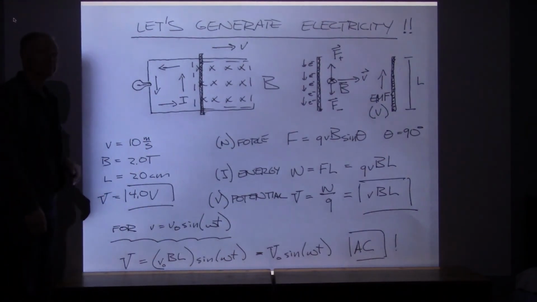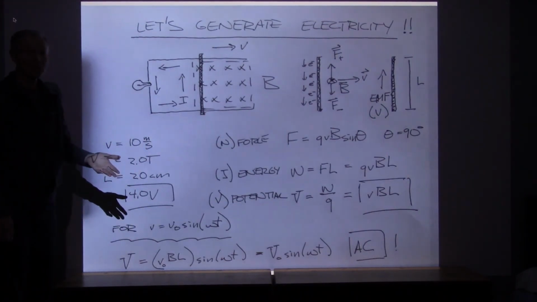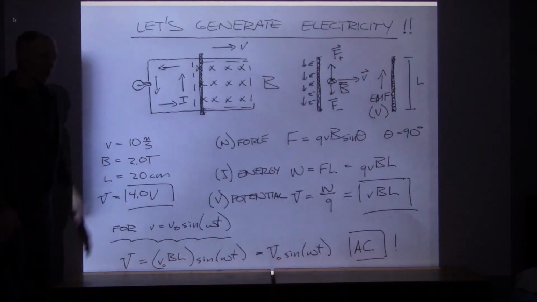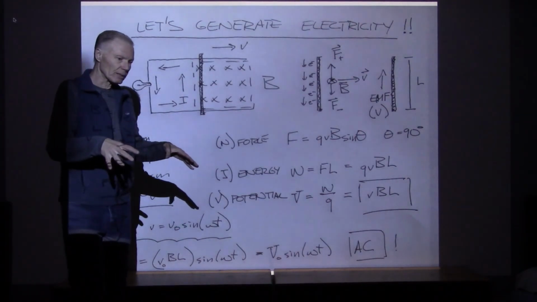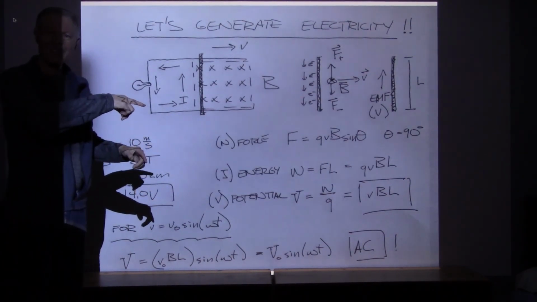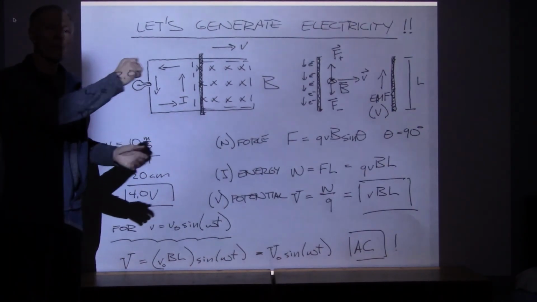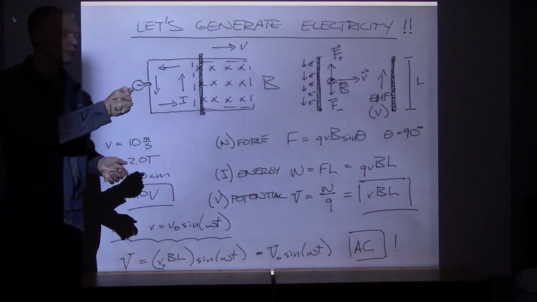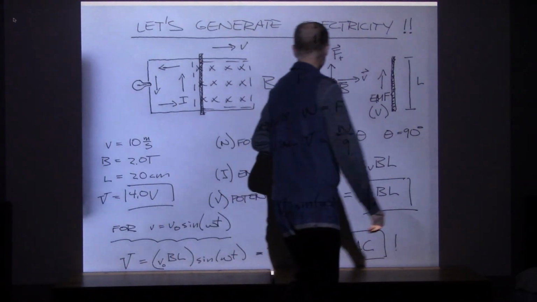Now when I do that, there's going to be a current generated. That's all we have to do. All we have to do is set up a magnetic field and then move this configuration of wires back and forth through the magnetic field, and we'll generate a current, and here's why.